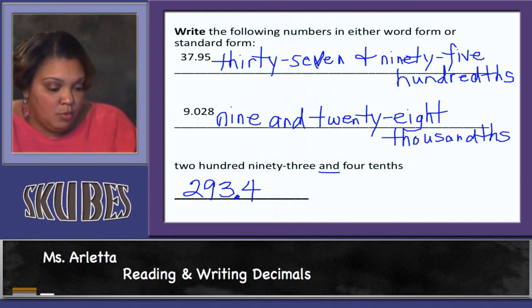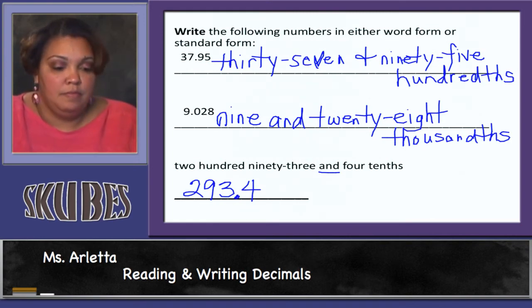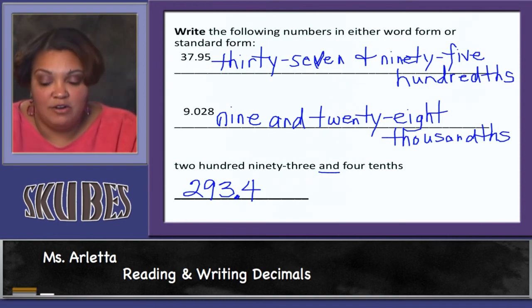293, the decimal point represents and, 4 tenths. And that is correct. That concludes our lesson on reading and writing decimals.